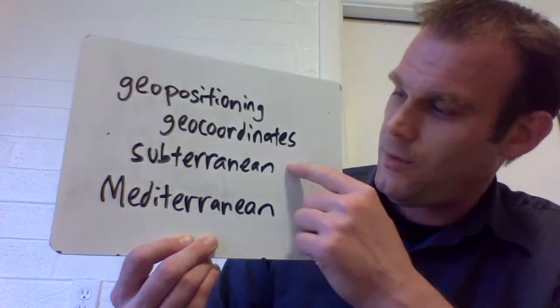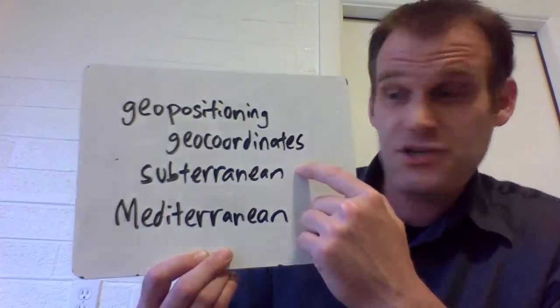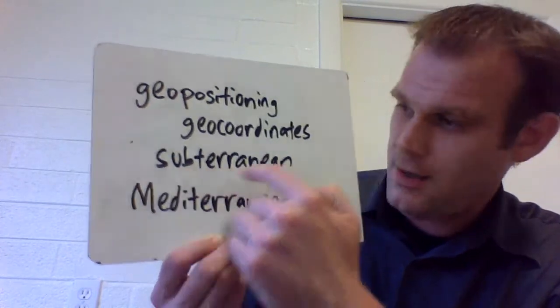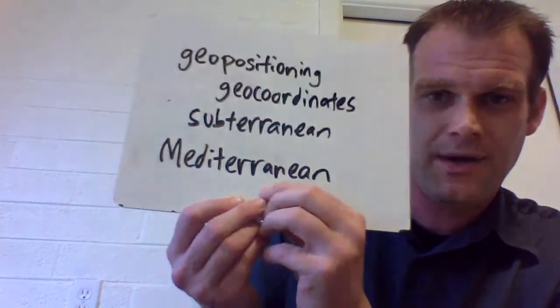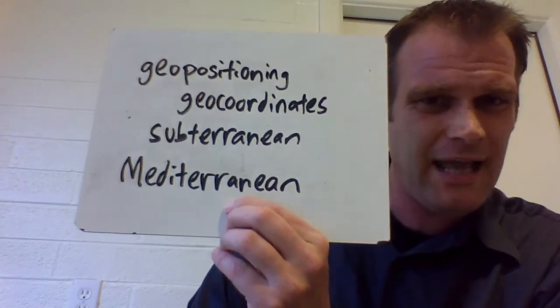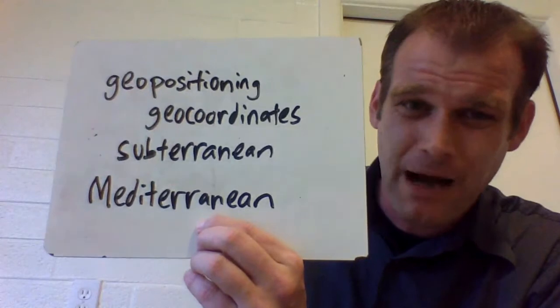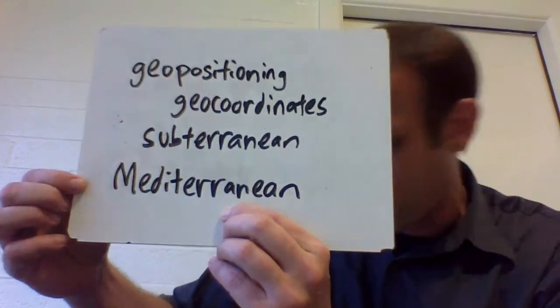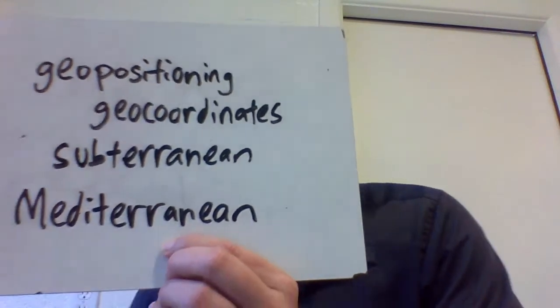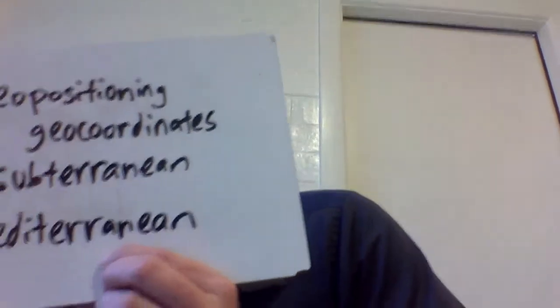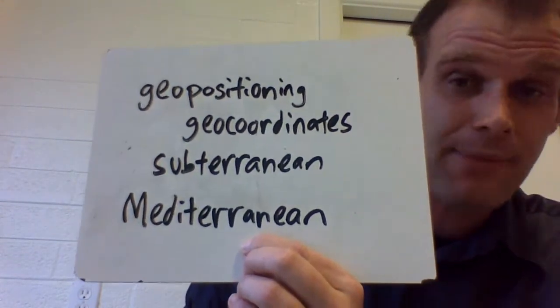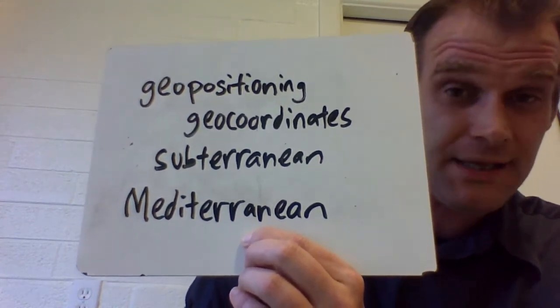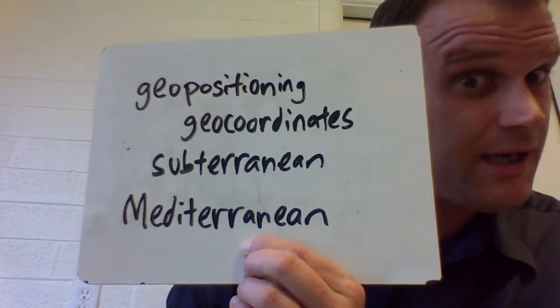Also, for the root terra, we have the word subterranean. That just means under, sub, the earth, subterranean. We also have the name of a sea itself, Mediterranean. And you might think that's a silly name for that sea, the Mediterranean Sea, a very popular sea. But just so you know, this word also just simply means that it is almost or completely surrounded by land, which the Mediterranean Sea is.